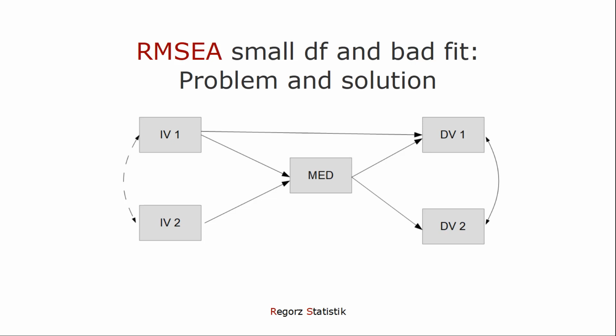If your RMSEA is too high, for instance above 0.10, one possible reason is that your model doesn't fit the data. But unfortunately, that's not the only possible reason. Another reason could be that you have only small degrees of freedom, and in that case, the RMSEA can give you seriously misleading results. This video will show you when this can happen, why this can happen, and what you can do about this.